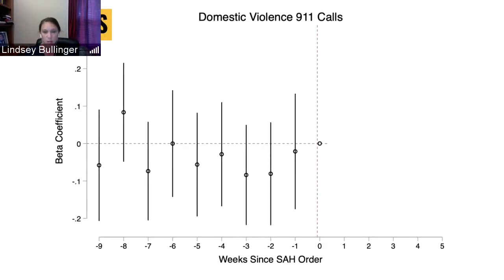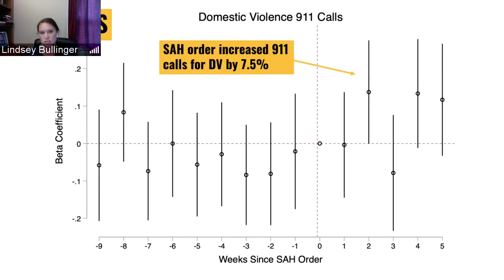What we do in this particular paper is we see what happened to 911 calls that were reporting domestic violence. In this figure we see that in the weeks leading up to the stay-at-home order, there's no significant difference between 2020 calls and previous years' calls. But after the stay-at-home order, we see an increase in domestic violence calls to 911 by about 7.5%.